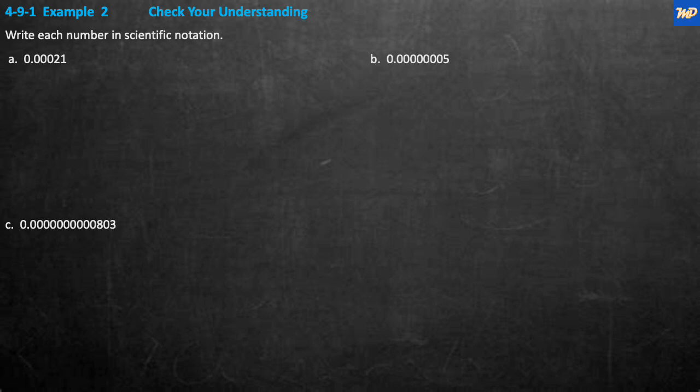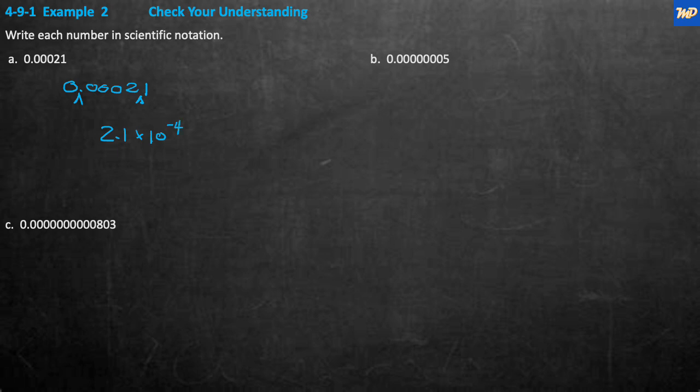Check our understanding. Let's do a few of these ourselves. So up here we have 0.00021. We're up here with the decimal point, and we want it right here, right below the first real number. Okay? And to get that, we have to move the decimal place -1, -2, -3, -4. So the answer is 2.1 times 10 to the -4.